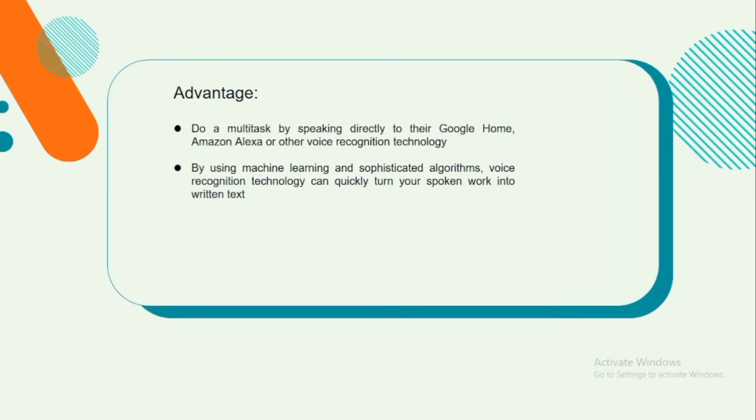The advantage of a voice recognition system is that it can multitask by speaking directly to software like Google Home, Amazon Alexa, or other voice recognition technology. And second, by using machine learning and sophisticated algorithms, voice recognition technology can quickly turn your spoken words into written text.